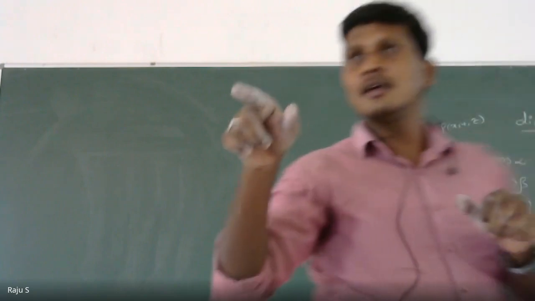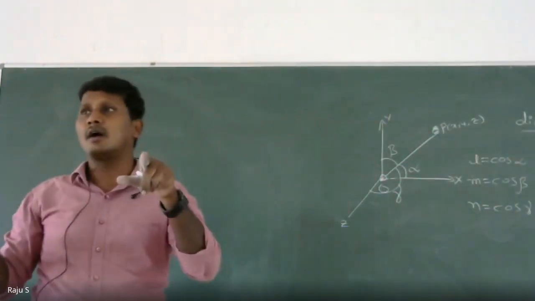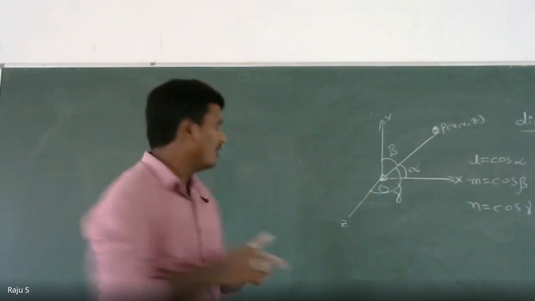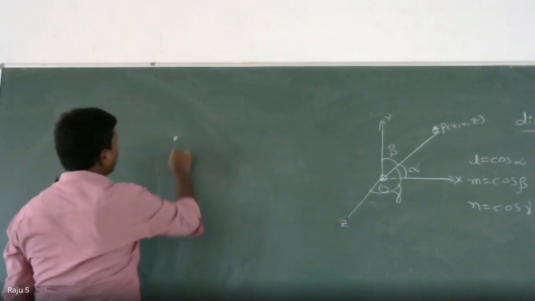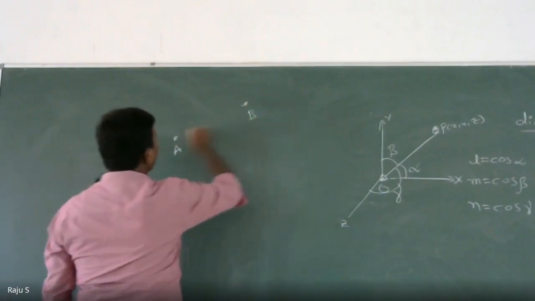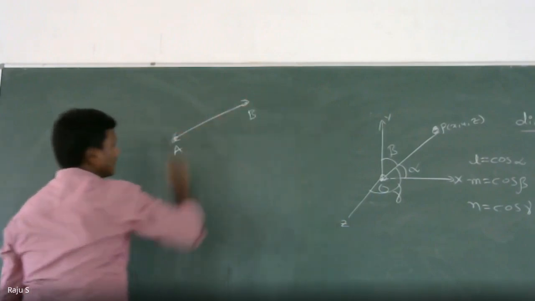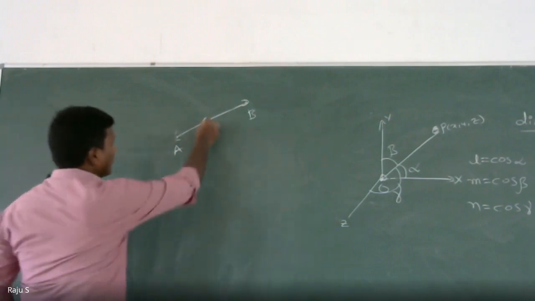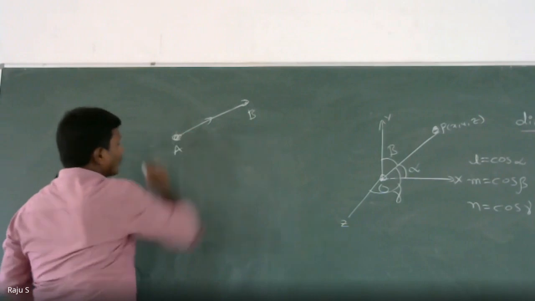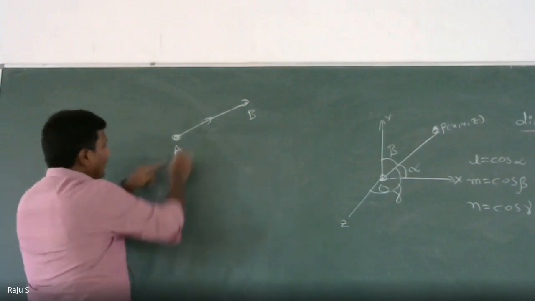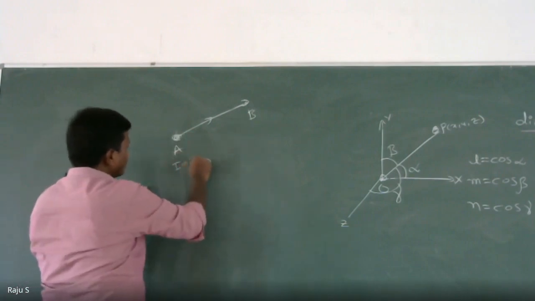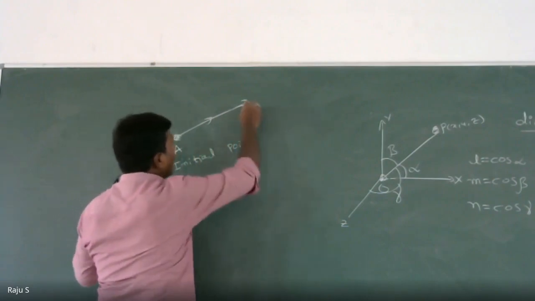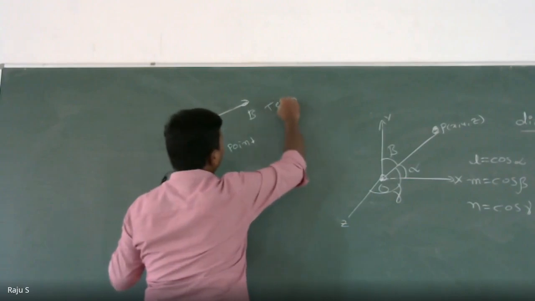2 points. Of the 2 points, one is called the initial point and the other the terminal point. I am taking a vector from A to B. This is A, this is B. From A to B, this is the given vector, in this direction. So this point A, the starting point, is called the initial point. The ending point is called the terminal point.